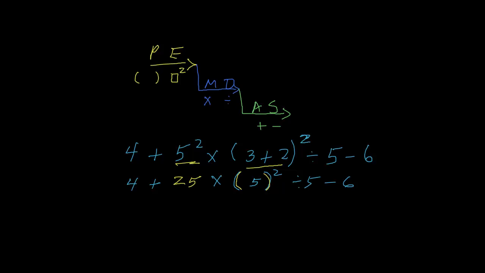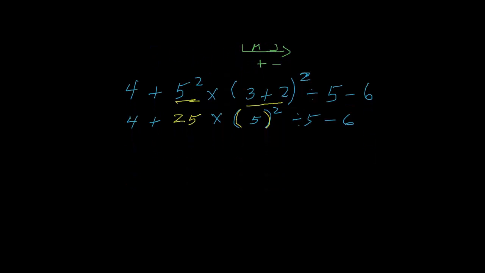All right. Now also too, this exponent also has to be performed, so we're going to go ahead and rewrite this one more time. We're going to take our 4 plus 25, we don't need that color code anymore because we already performed it here, times, now this is being performed, we're going to take that exponent, 5 times 5 of course is 25, divided by 5 minus 6. All right, so we're done.